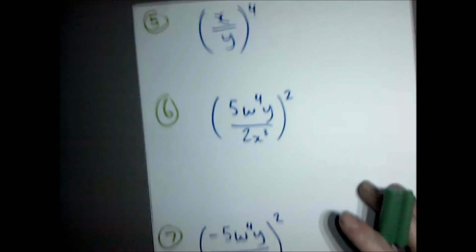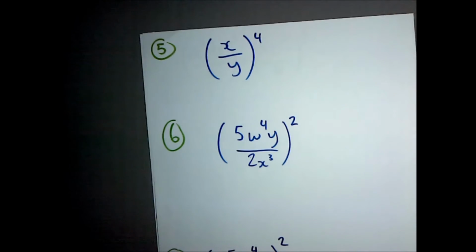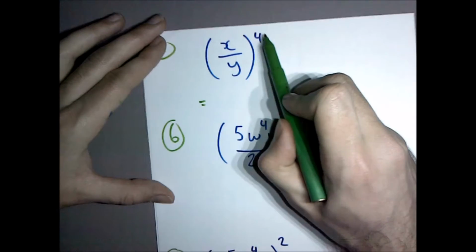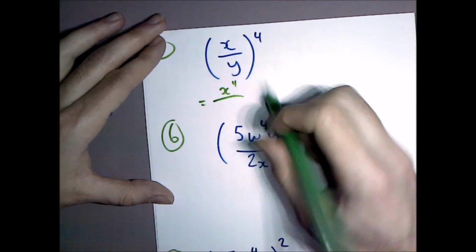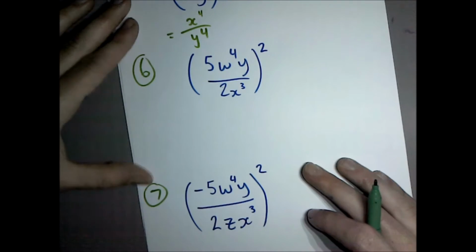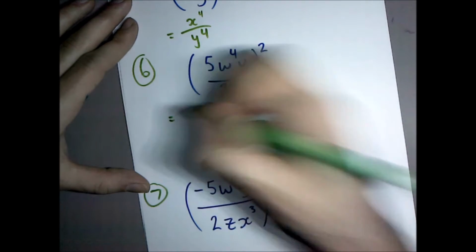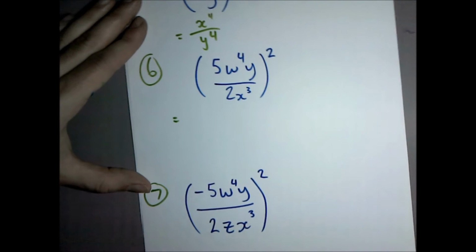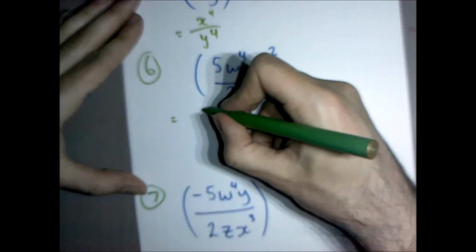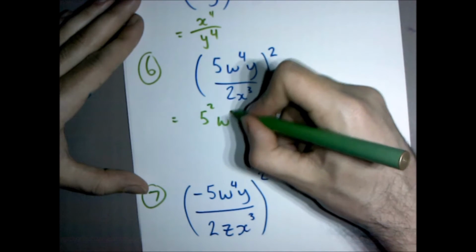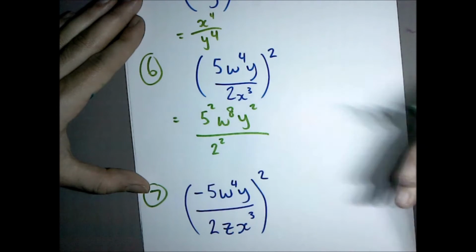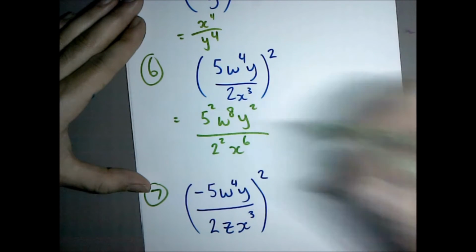So I'll do a couple of division ones with the fractional form. For this one, it's going to be x to the power of 4 on top of y to the power of 4 on the bottom. So it's fairly simple. For question number 6, I'm going to do it all in one step. So I need to square each individual thing everywhere. So that's going to become 5 squared w to the power of 8 y squared divided by 2 squared x to the power of 6.